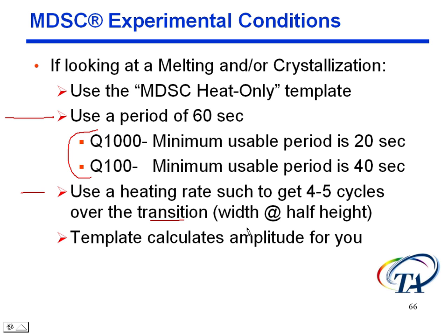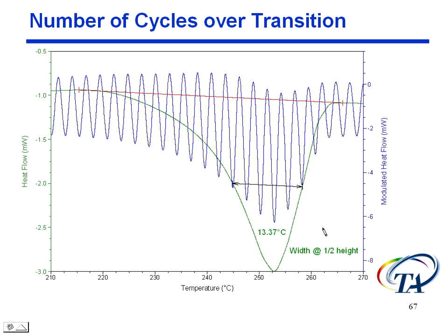And then the template will calculate the amplitude for you. Now here shows a melt transition, and I've got the modulated heat flow signal overlaid. So what I did is I integrated this transition, and I chose width at half height. It tells me it's over 13 degrees. So I could go in, depending on the period that I'm using and the heating rate, and calculate how many cycles I get. Or I could sit here and overlay this like this and count them.